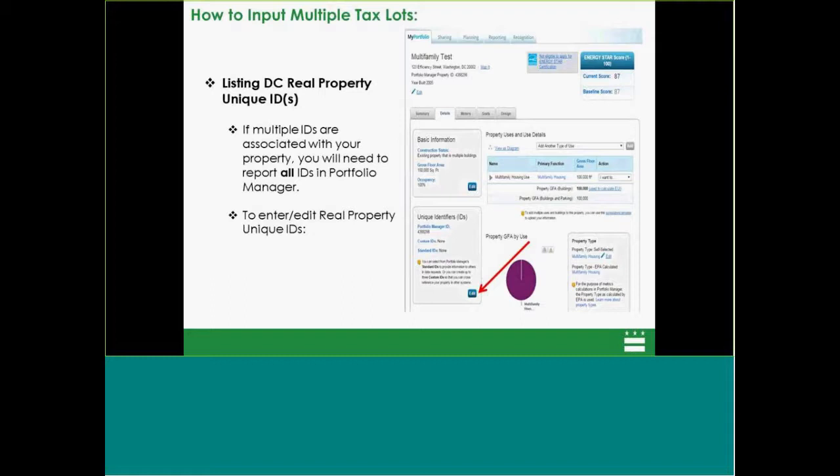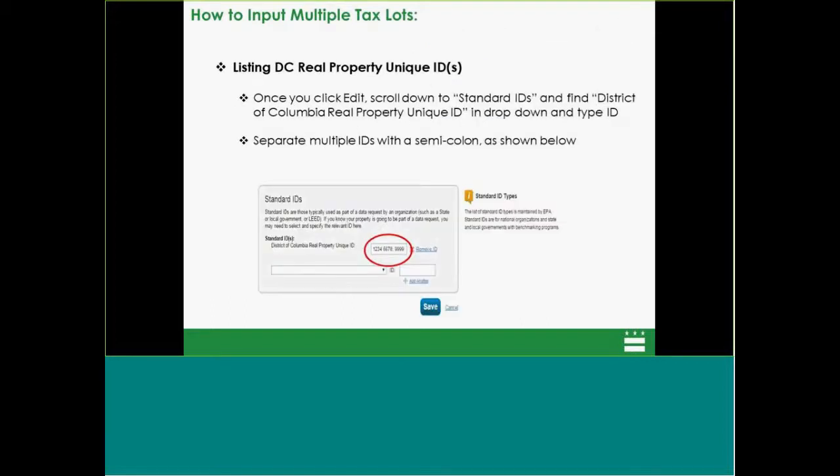And if you need to add or edit your IDs, you go into Portfolio Manager, and on the Details tab, you will see a box called Unique Identifiers, and you would click Edit, which would prompt you to scroll down to Standard IDs and click the drop-down menu. Select the District of Columbia Real Property Unique ID from this drop-down menu and enter the ID. So if you have multiple IDs, all should be added in this same box, separated by a semicolon, so that DOEE knows which tax lots are covered.